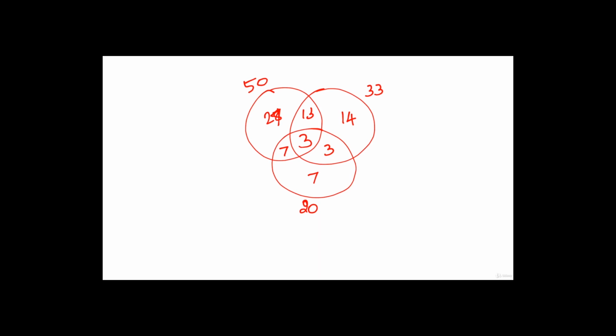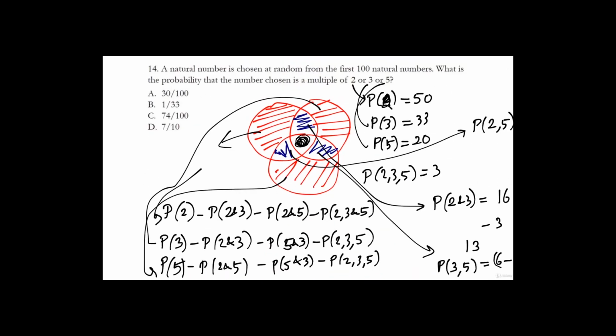So to get A union B union C, we just have to add these numbers, which will give 27 plus the first circle completely, it is 50. 50 plus 14 is 64. 64 plus 3 is 67. 67 plus 7 is 74. So there are 74 numbers that are divisible by either 2 or 3 or 5 out of 100 numbers. So the probability is 74 by 100. So that is our answer. Option C is the answer for this question.